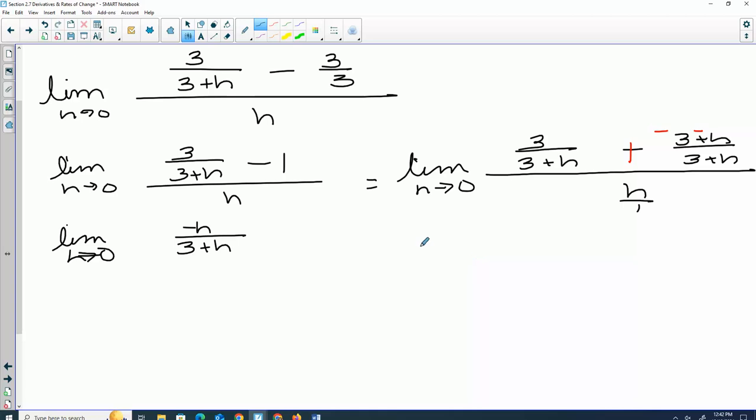This is like h over 1. How do you divide fractions? Multiply by the reciprocal. And put it in the same line. Negative h over 3 plus h times 1 over h. Okay. Are you with me? Yeah. Catch up? We're going a little fast.